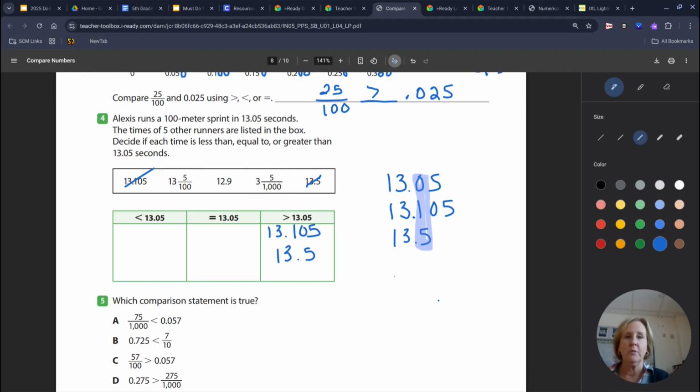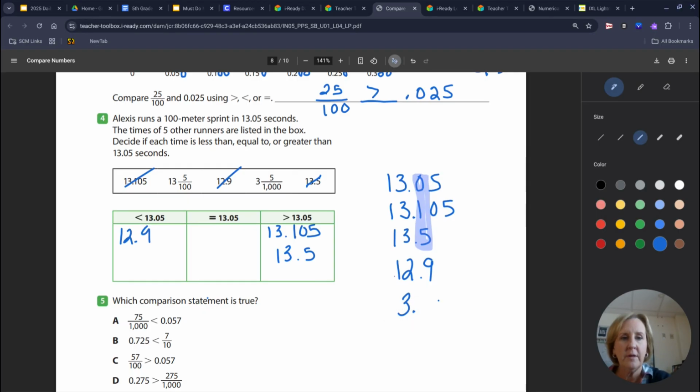Oh, we have another decimal. We have 12. I forgot all about 12. Well, 12 clearly is going to be less than 13. So go ahead and put 12 and 9/10 right in the box. Cool. All right, I've got something that looks like 3 and 5 thousandths.